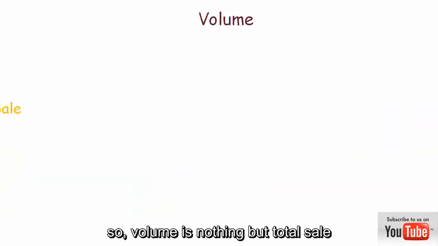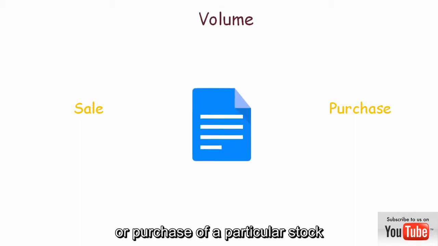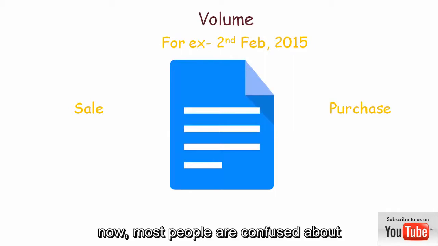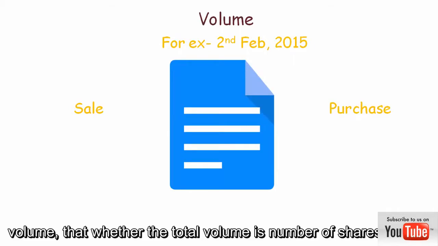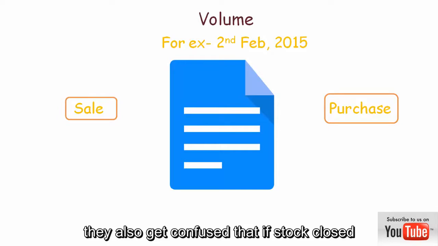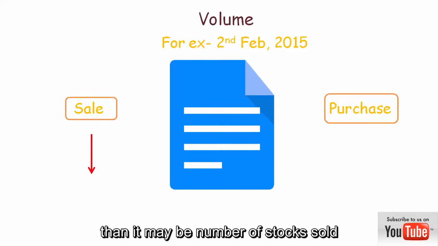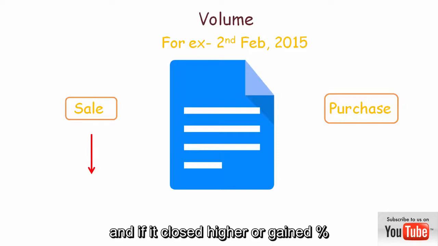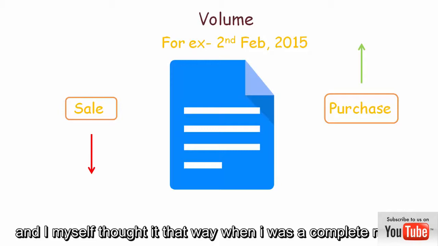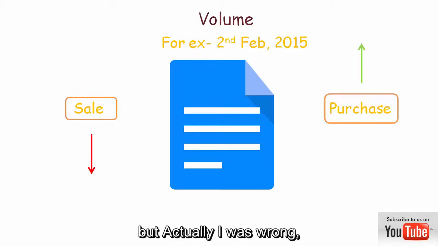So the next component is volume. Volume is nothing but the total sale or purchase of a particular stock on a given day or a specific period of time. Now most people are confused about volume, whether the total volume is the number of shares bought or the number of shares sold. They also get confused that if the stock closed lower, then it may be the number of stocks sold, and if it closed higher today or gained percentage, then it may be stocks bought today. And I myself thought it that way when I was a complete newbie, but actually I was wrong.